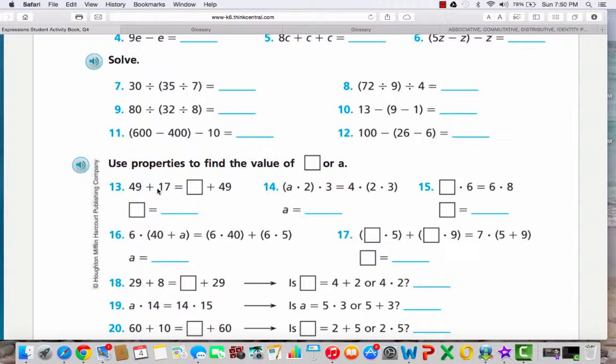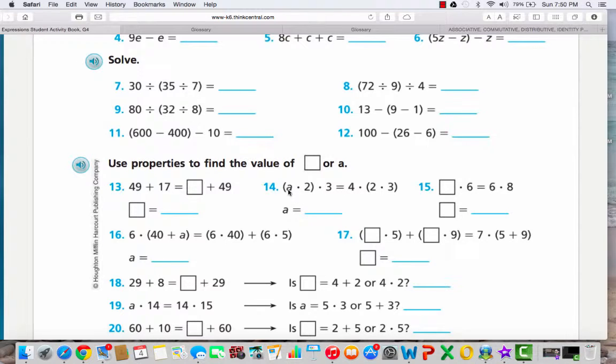So if you know 49 plus 17, this equal sign means whatever's on this side needs to be the same on the right-hand side. So if you know you have 49 here and 49 over here, 17 is here, that means what does the box represent? The box should represent 17, because 49 plus 17 should be the same as 17 plus 49, using commutative property. It goes back and forth.